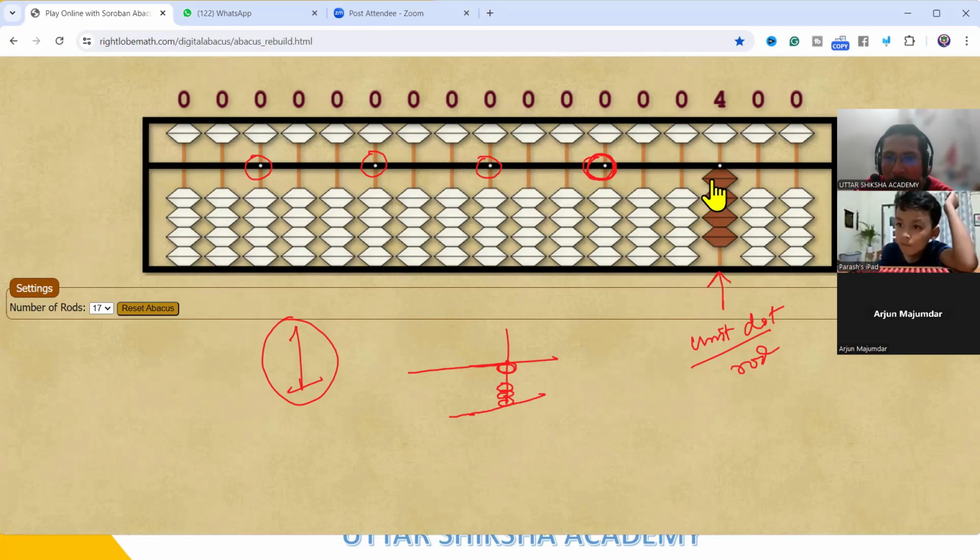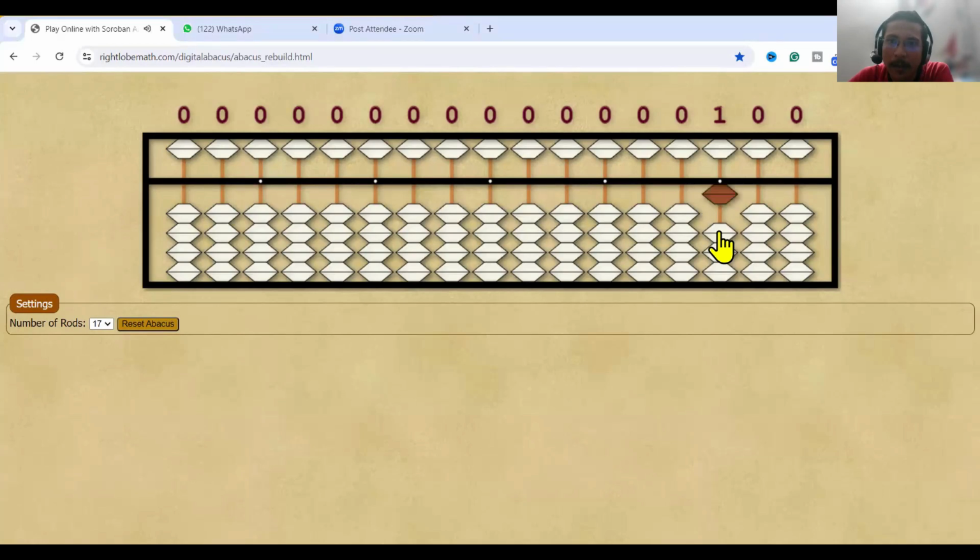Now clear. How to clear the abacus? You have to again move this bead down. So the abacus is again clear. That means it is again in 0. So this is 1. This is 2. This is 3. This is 4. 4 is completed. So see, in the earth, that is in the lower part, the value of each bead is actually 1. So this is 1, this is 1, this is 1, and this is 1.